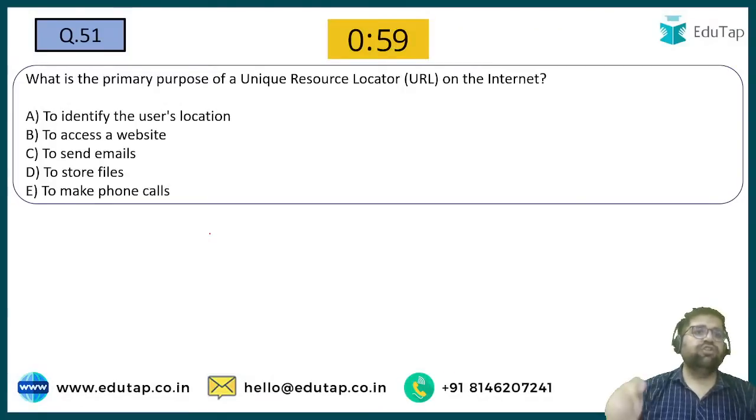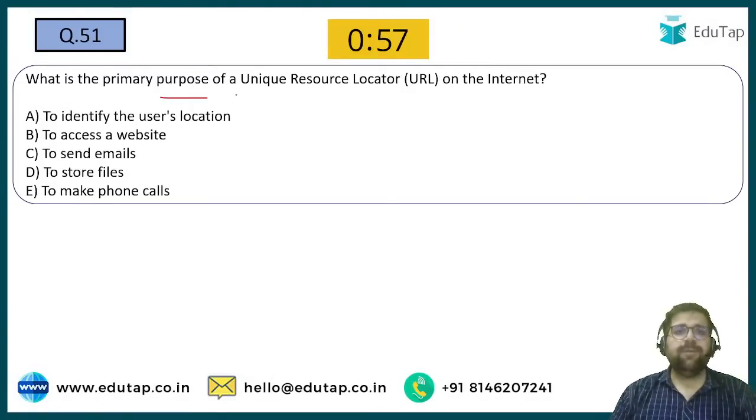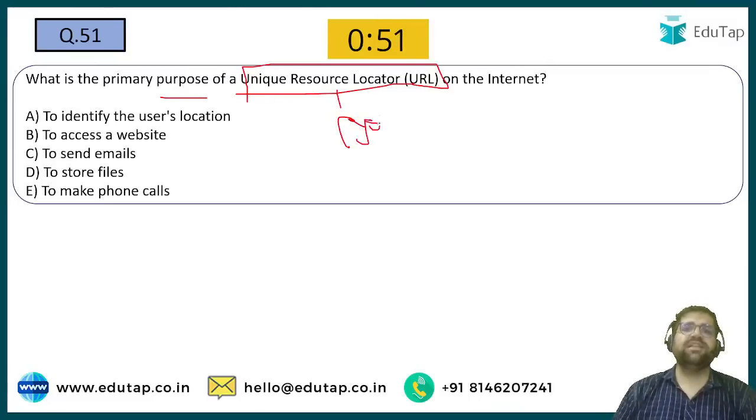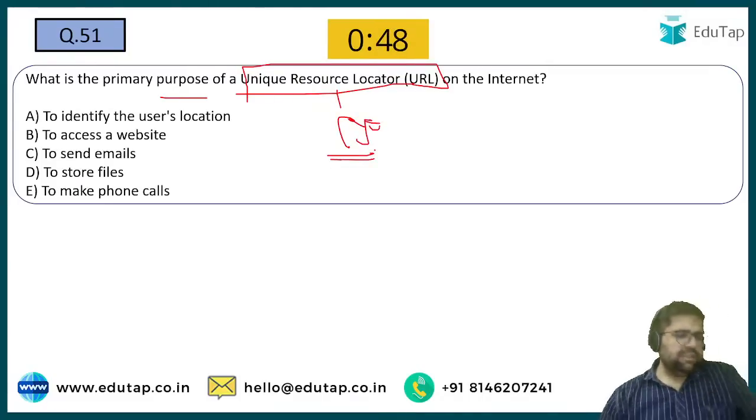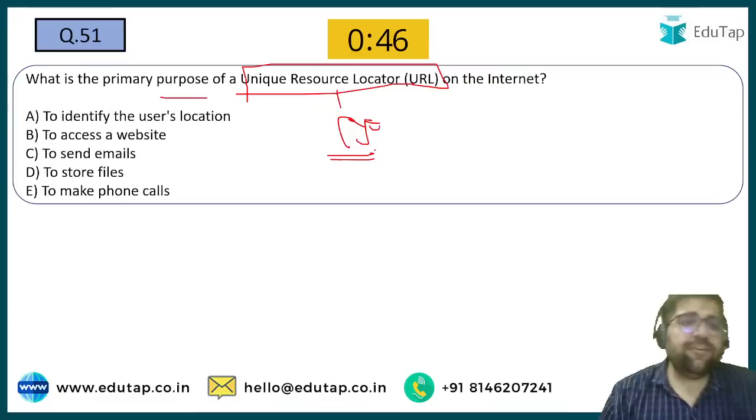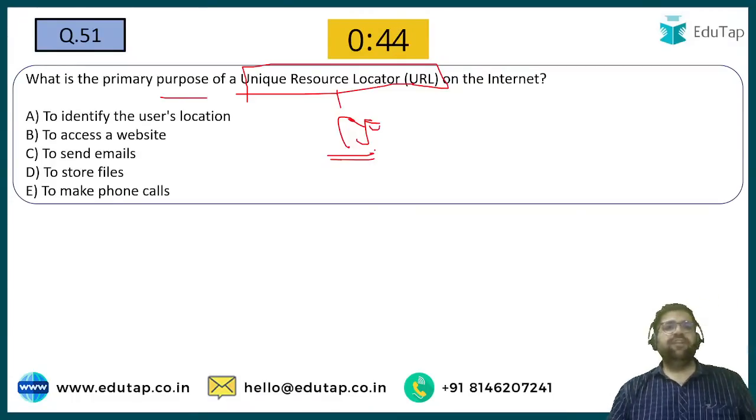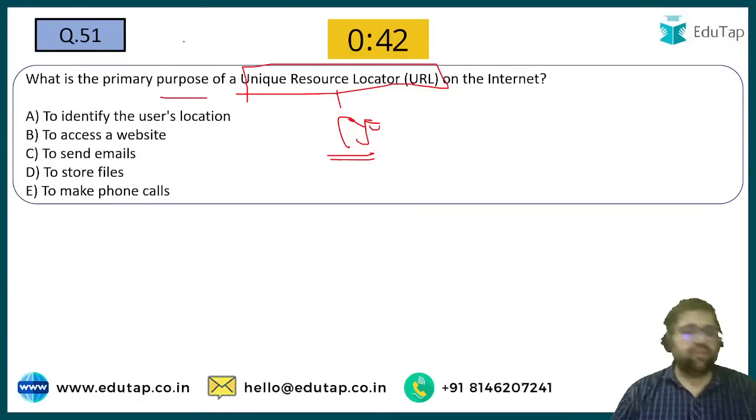Let's move ahead. Question number 51. What is the primary purpose of URL? URL is what? Uniform Resource Locator. This is a previous year question based kind of question. Chalo, question number 51. What is the primary purpose of URL?